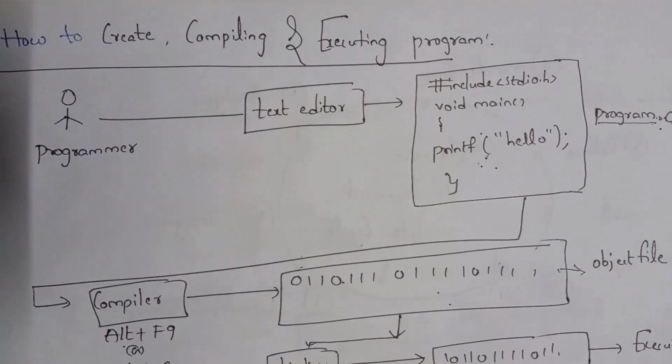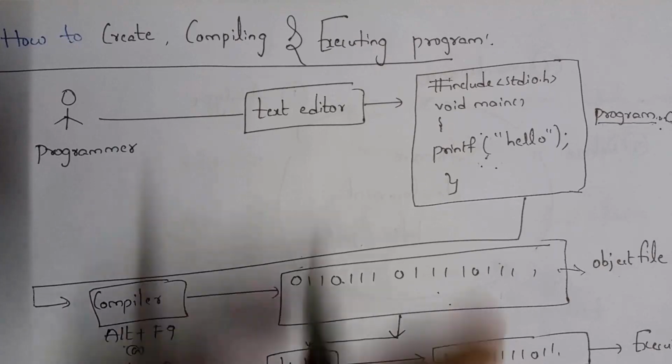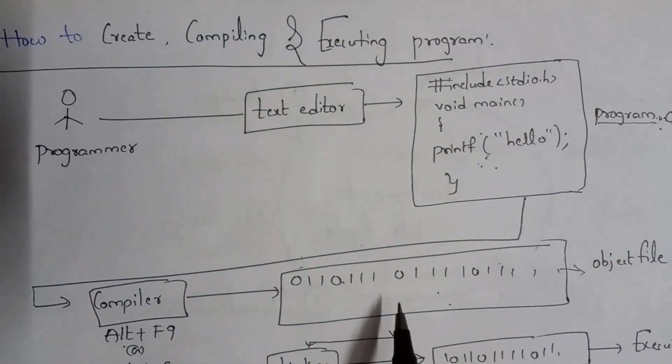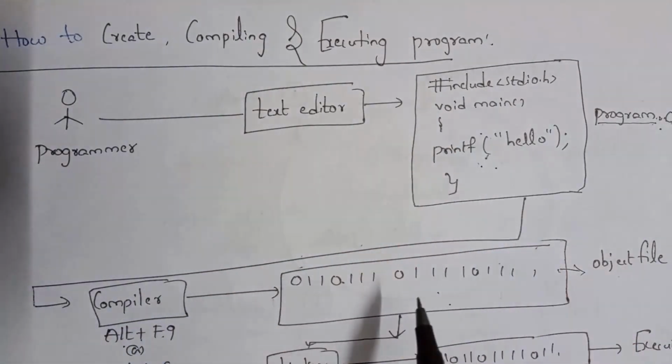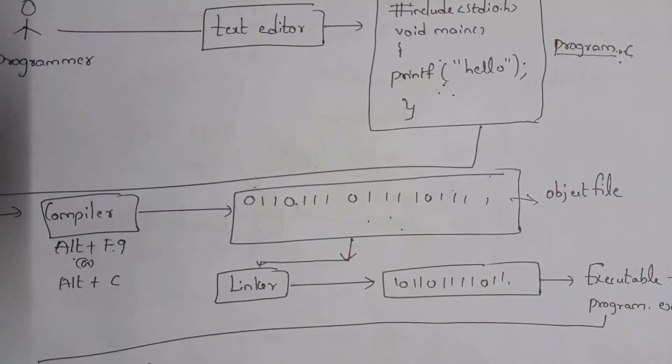After creating program, next step is compiling program. Whatever the C program that you written, the C program is in high level language, that is in English like language. So in order to convert this program into machine understandable language, you need compiler. Whenever you click on Alt F9, then compiler will convert this program into machine understandable language, that is into zeros and ones. At the time, object file will be created.